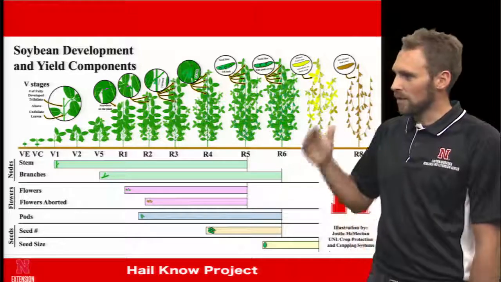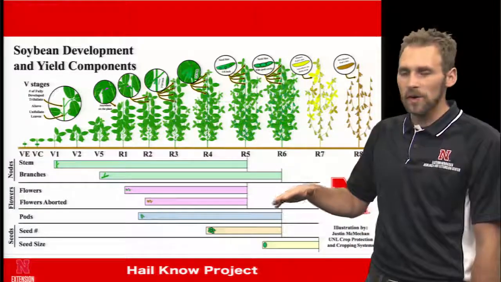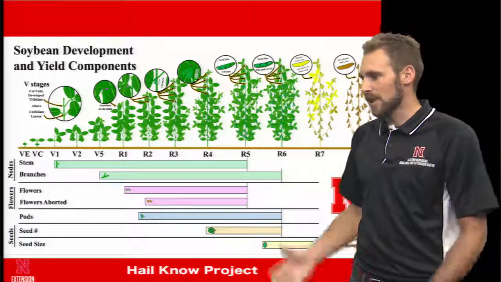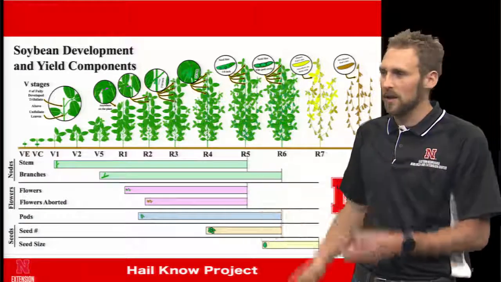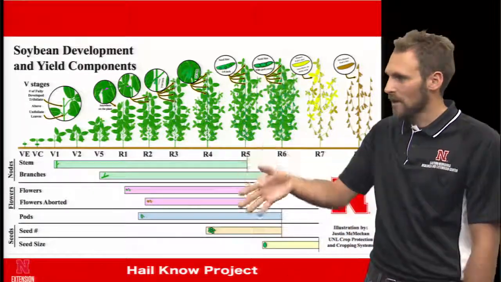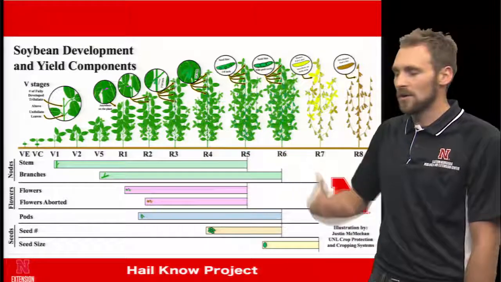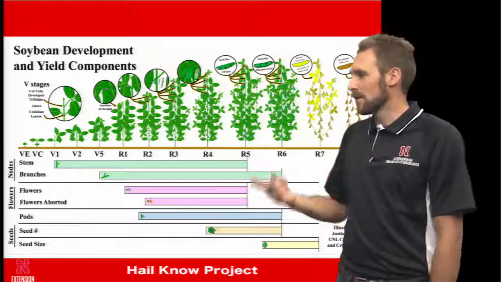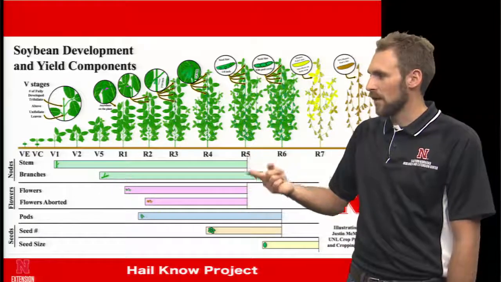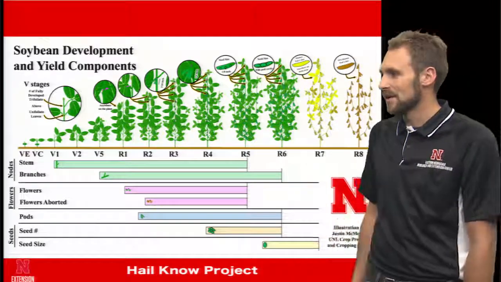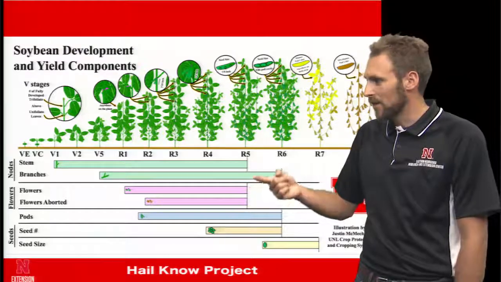Okay, so we've gone through all this. I'm back to those yield components of soybeans. This is kind of one of those take-home messages. Depending on what stage you're at, you can look across this and say, well, how much opportunity do I have to have new tissue show up? What yield components were present? So again, those stems and branches, stems through R5, we can get a few branches through R6. Flowers will continue flowering and putting on new flowers.